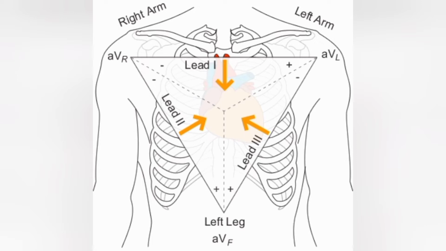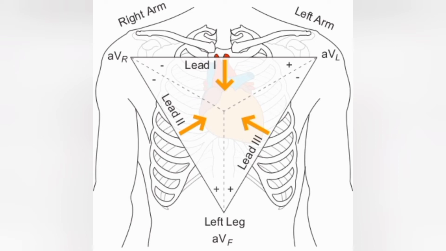Lead 1 consists of right arm, left arm. Lead 2, right arm and left leg. Lead 3, left leg and left arm. The unipolar leads reflect the potential difference between one of the three limb electrodes and an estimate of zero potential derived from the remaining two limb electrodes. These leads are also known as augmented leads. The augmented leads and their respective limb electrodes are: AVR lead is right arm, AVL lead is left arm, AVF lead is left leg.